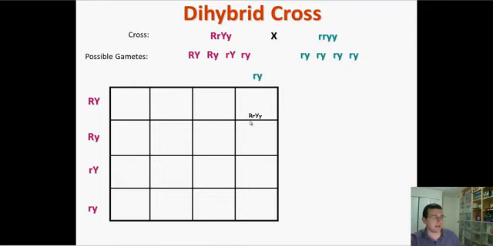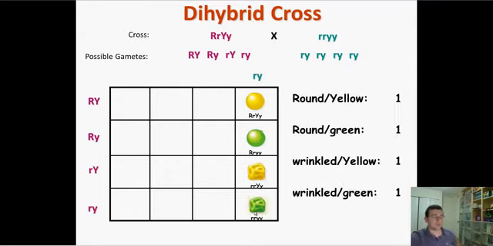You're going to get big R little y with big Y little y, which you should know is dominant for both traits, yellow round. The second one will be a big R with a little r, and a little y with a little y, which should be green and round. Dominant for the first, but recessive for the second. This one will be recessive for the first, but dominant for the second. And then this one will be recessive for both. So you get a 1:1:1:1 ratio with this particular cross.